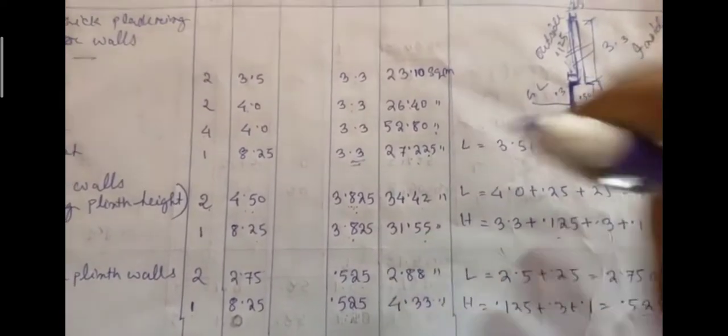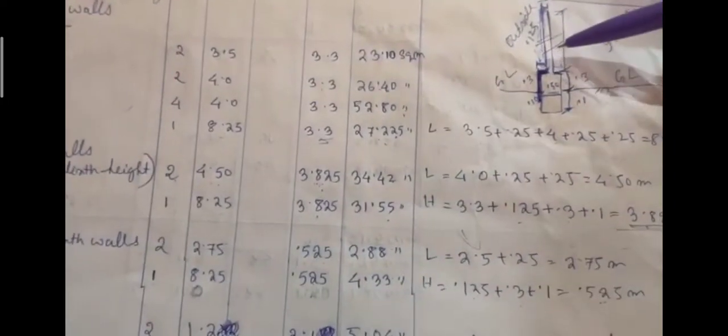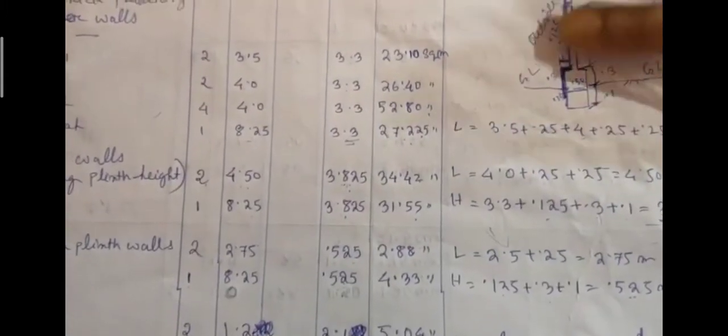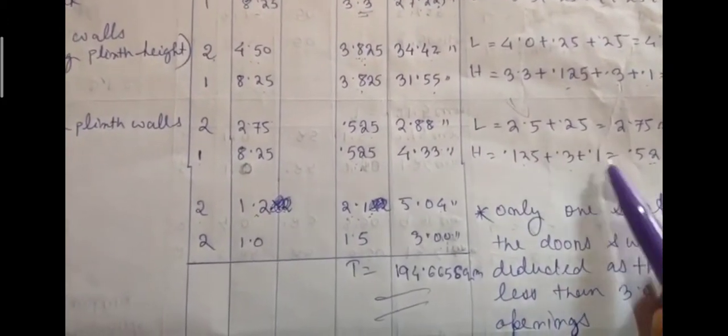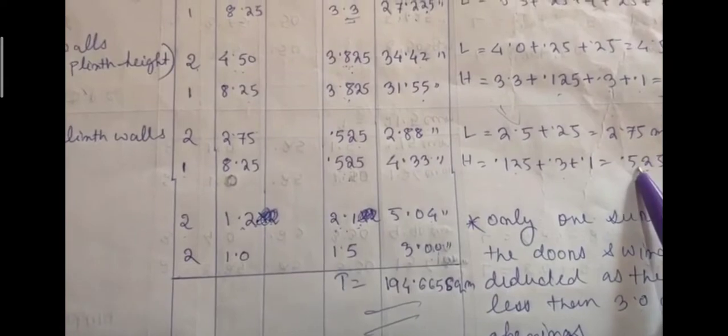Now there are no superstructure walls in the veranda. So only the plinth wall is there. So we need to consider this plus this plus this. That means 0.125 plus 0.3 plus 0.1. Only this portion we need to consider. The superstructure wall portion, this upper part, we don't need. Only this L portion we need. So the height is 0.125 plus 0.3 plus 0.1. Ultimately the height was found to be 0.525.